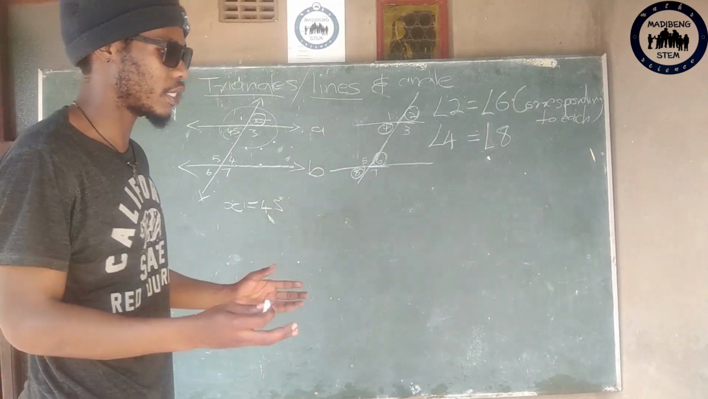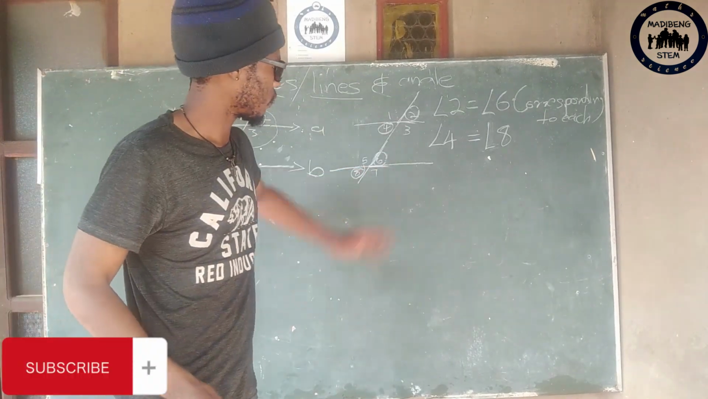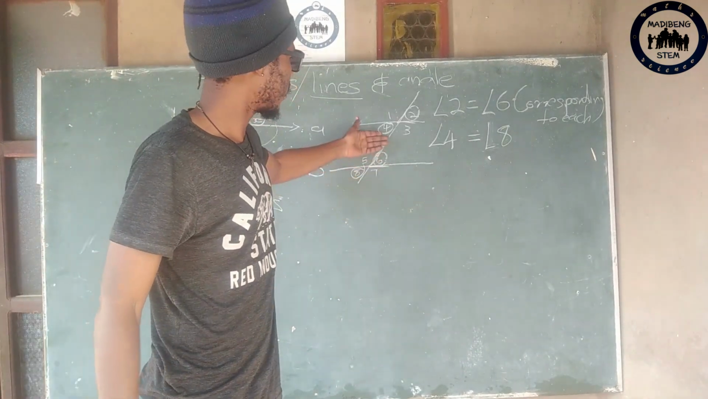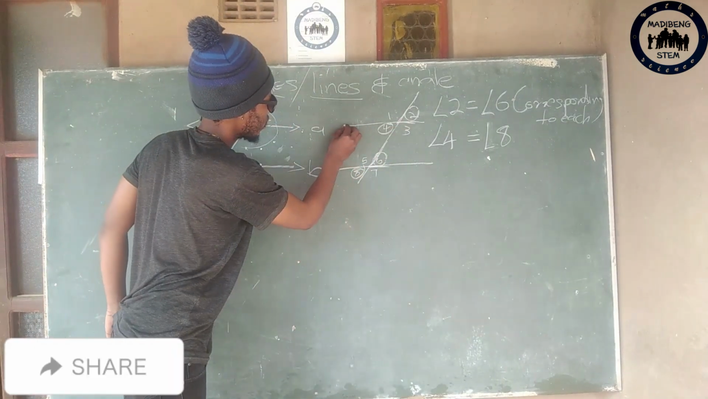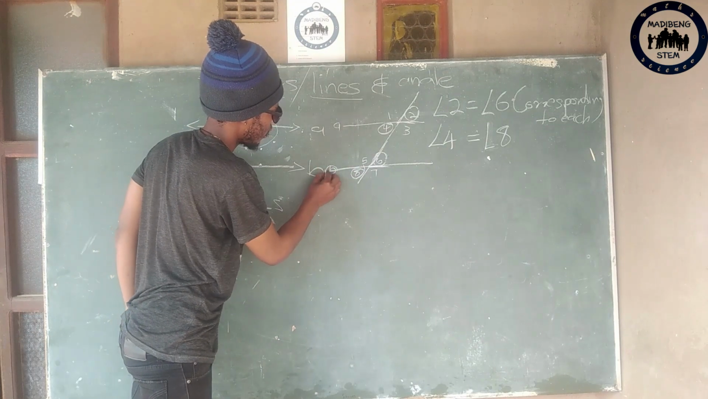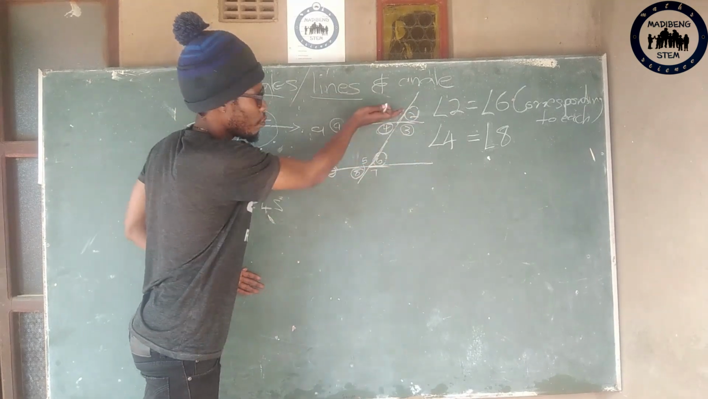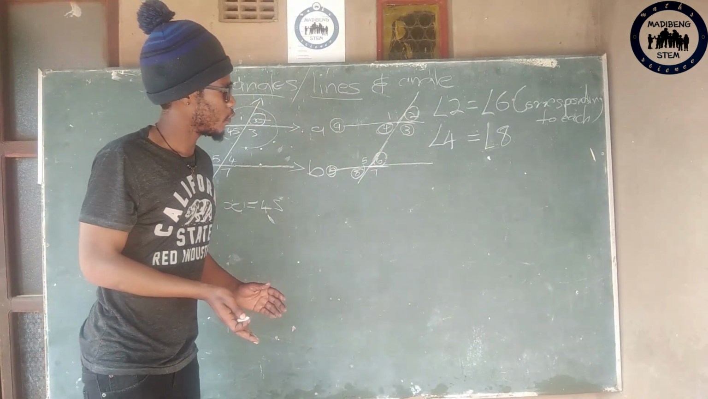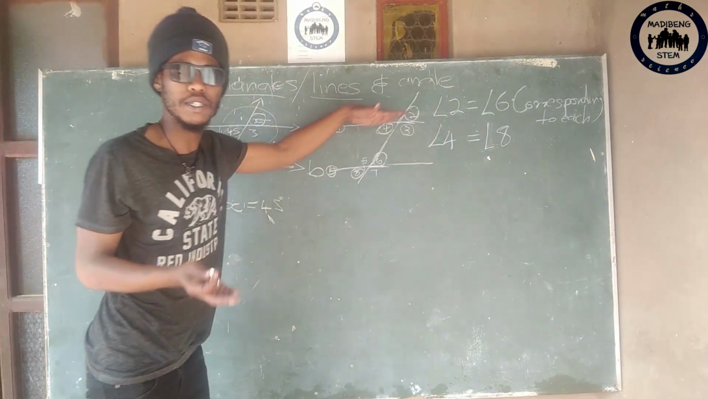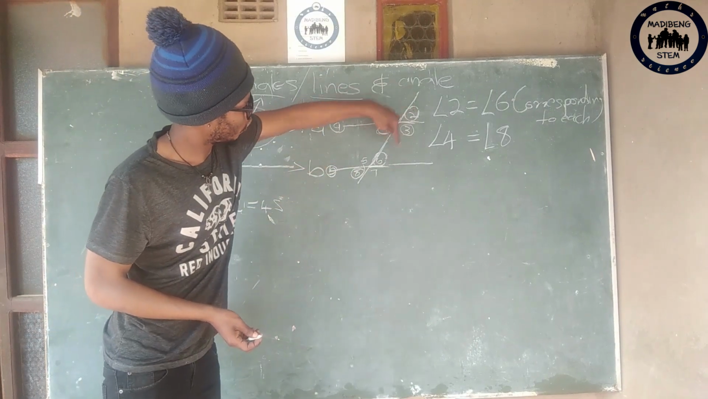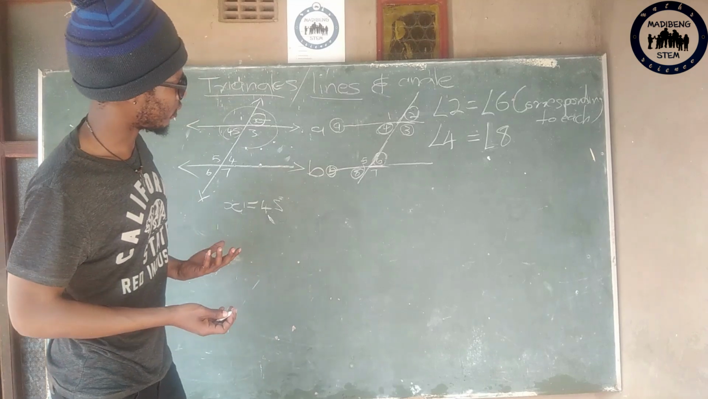Before we can go to alternating interior angles, what are interior angles here? Interior angles in this case are 4, 3, 6 and 5. These are inside these two lines, A and B. These angles are located in between these two parallel lines. You see, they are interior angles. 1, 2, 3, 4 are interior angles. 1, 2, they are corresponding angles. 1, 2, they are vertical angles.